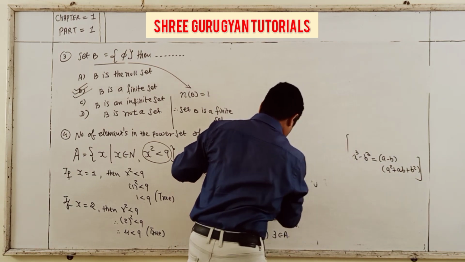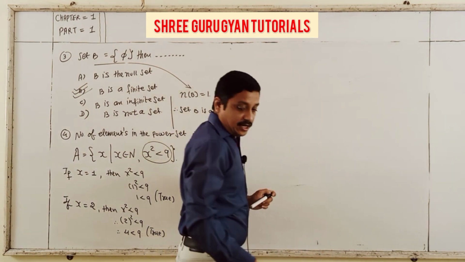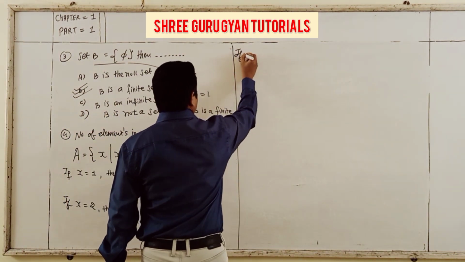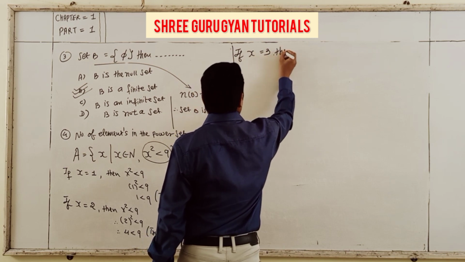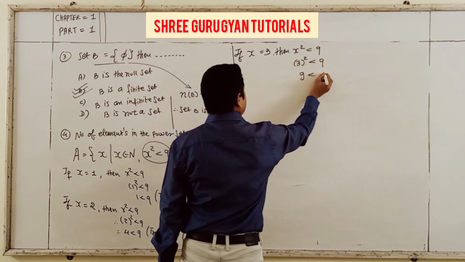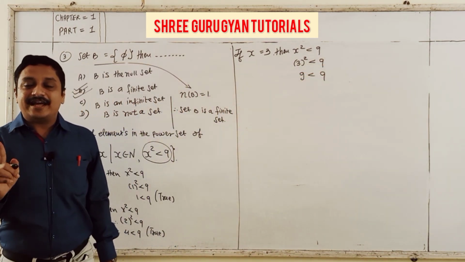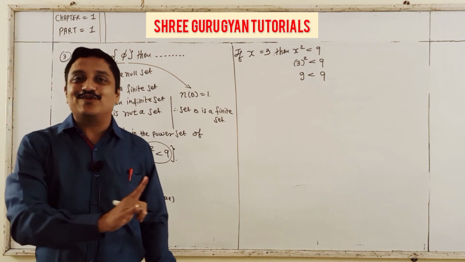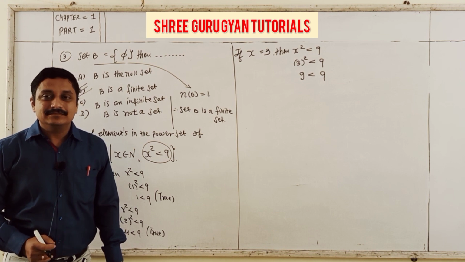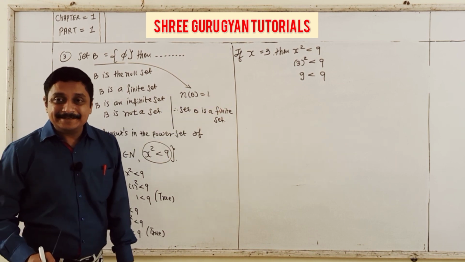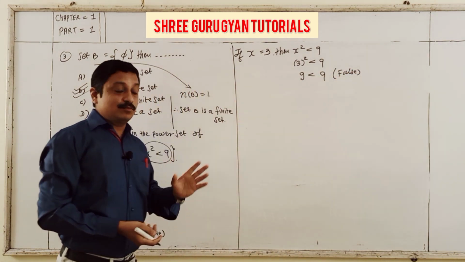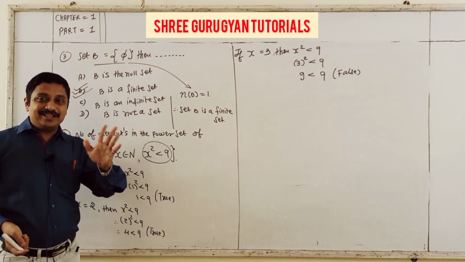In the third value, take down: if x is equal to 3, then x square less than 9, so 3 square less than 9. Anybody? Is this true or false? Is 9 less than 9 true or false? Anyone? Nobody knows? 9 less than 9 is false.